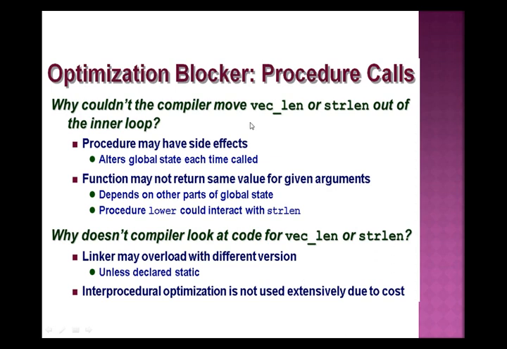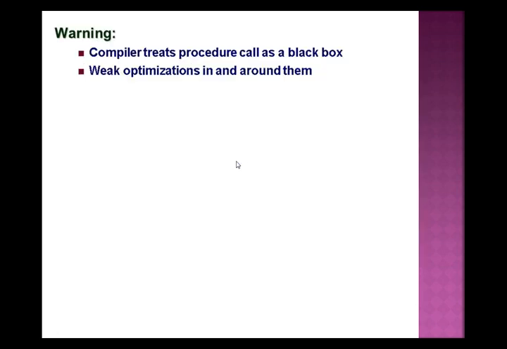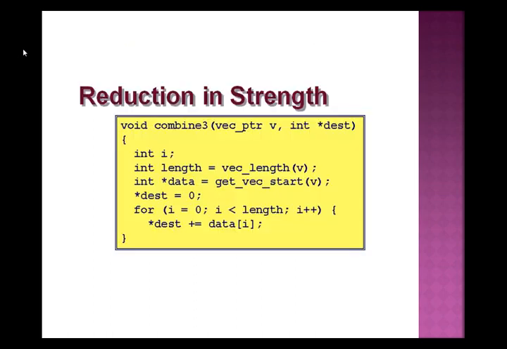Inter-procedural optimization is not used extensively due to the cost. The cost is very high, which is why it is not used extensively. Warning: the compiler treats a procedure call as a black box. Black box means it only checks the internal part but does not check the outside boundary or external parts. This gives weak optimization in and around them, that is, optimization is weak inside the loop as well as around or outside the loop.